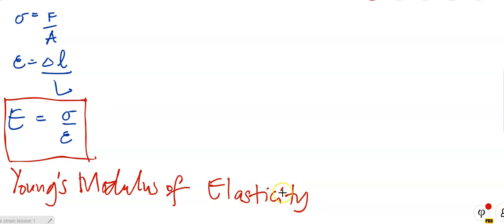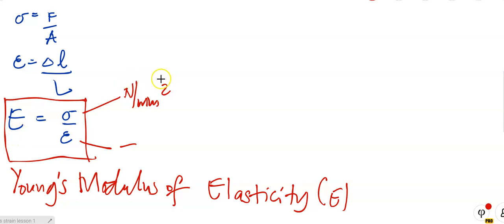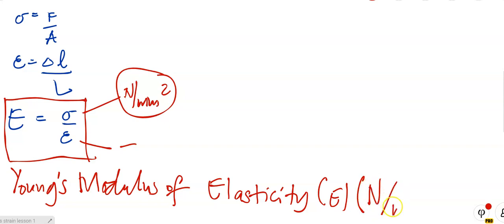Okay, or E. Big E. Now people, what's the units of measurement for stress? It is newtons per millimeter squared, as we said earlier. What's the units of measurement for strain? It's a ratio, no units. So, what are the units of measurement for Young's modulus of elasticity? It's the same one as stress. It's newtons per millimeter squared.